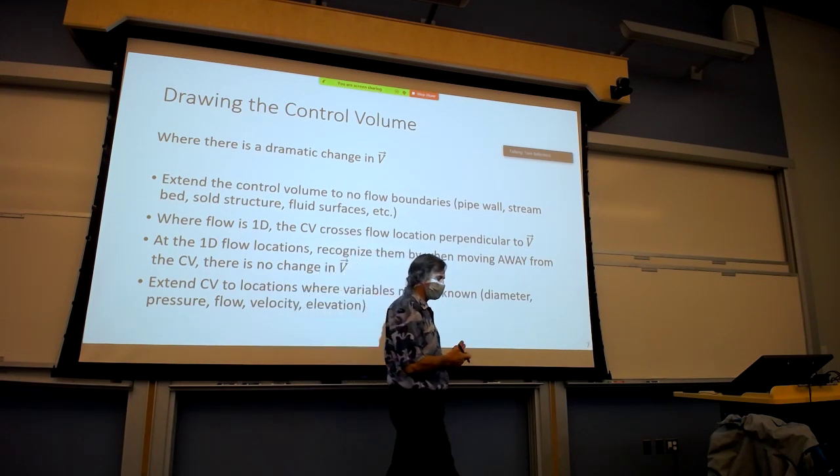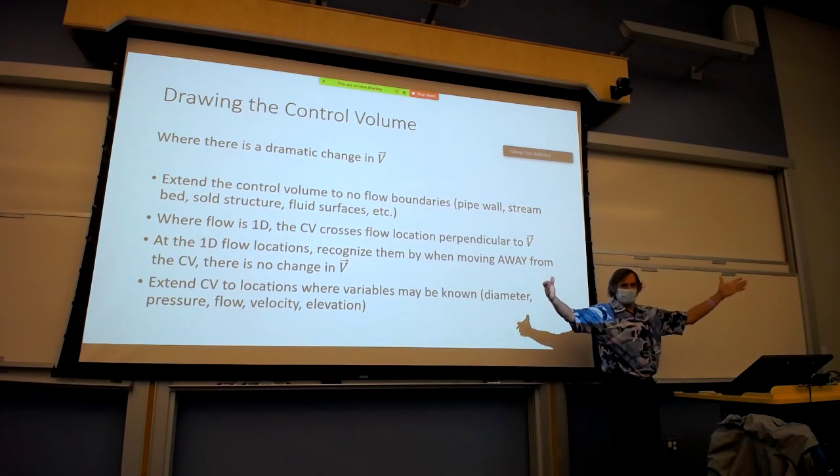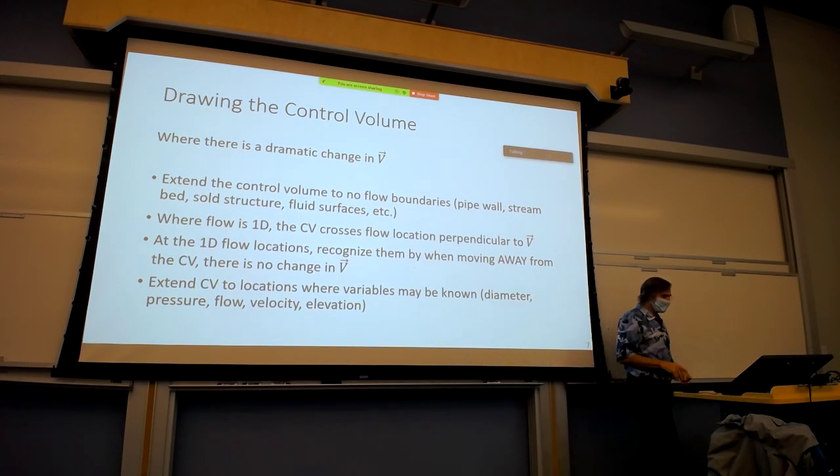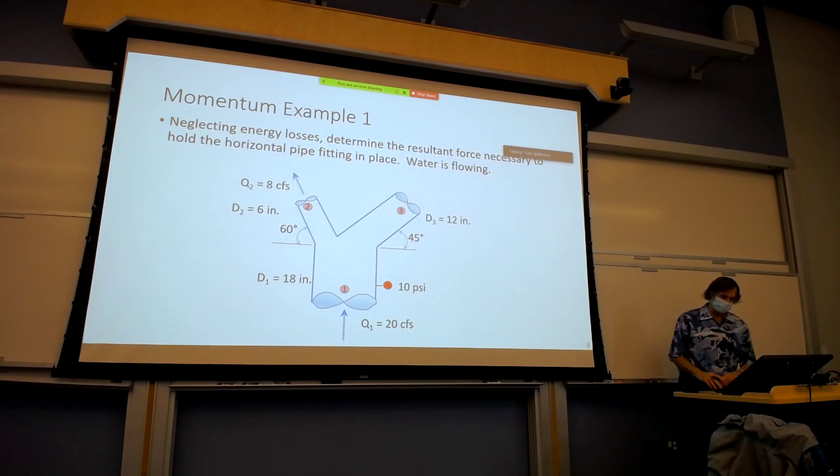And then lastly, thinking of how we draw the control volume, obviously that's really important. What we do is extend the control volume to either no flow boundaries or locations where we have one-dimensional flow. And where we have flow, we draw the control volume perpendicular to the velocity vector. So today I'm going to do one, maybe two examples.